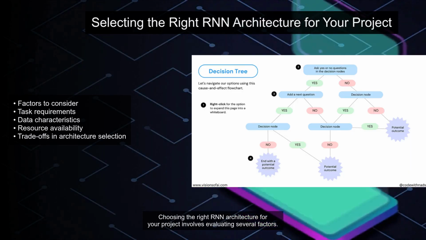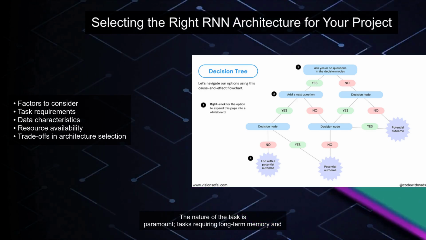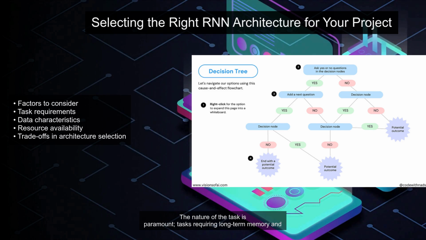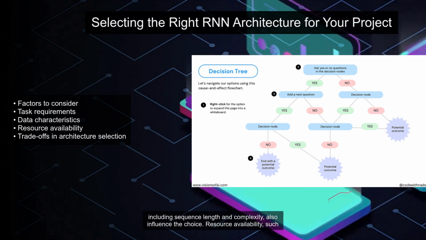Choosing the right RNN architecture for your project involves evaluating several factors. The nature of the task is paramount. Tasks requiring long-term memory and contextual understanding are better suited to LSTMs. The characteristics of your data, including sequence length and complexity, also influence the choice.